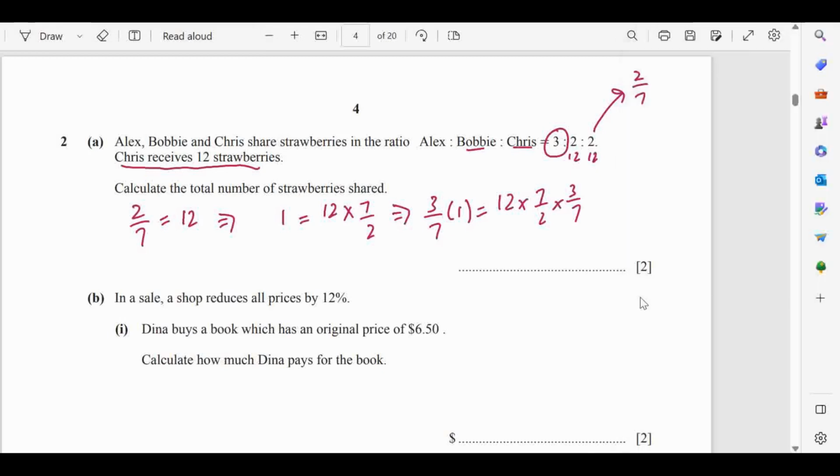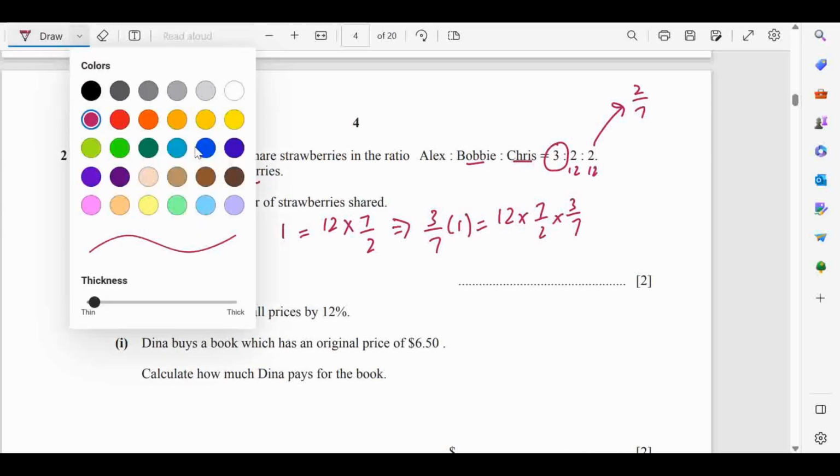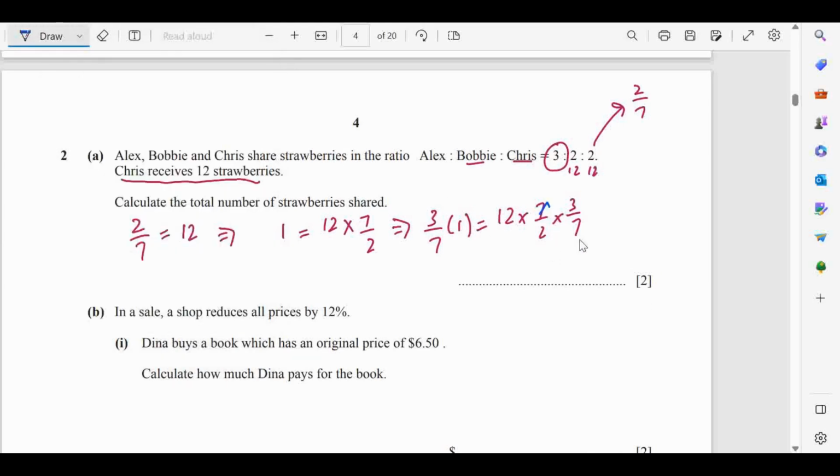Now we can simplify it over here without using the calculator. So we can cancel out 7 and 7, 2 1s are 2, 2 6s are 12. So this will be 18. So 18 strawberries will be the share of Alex.